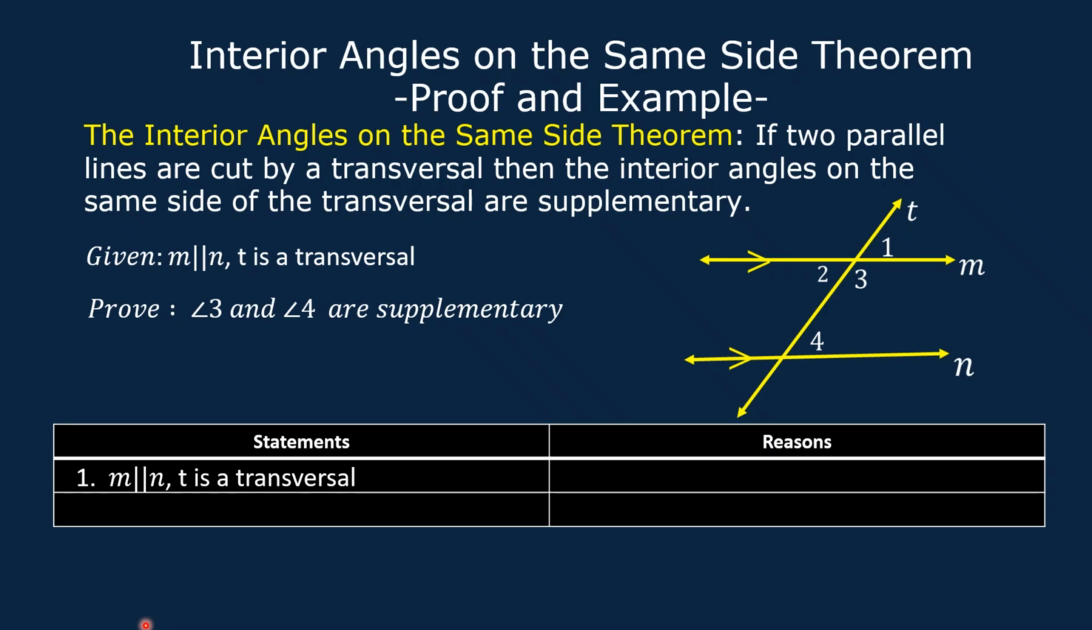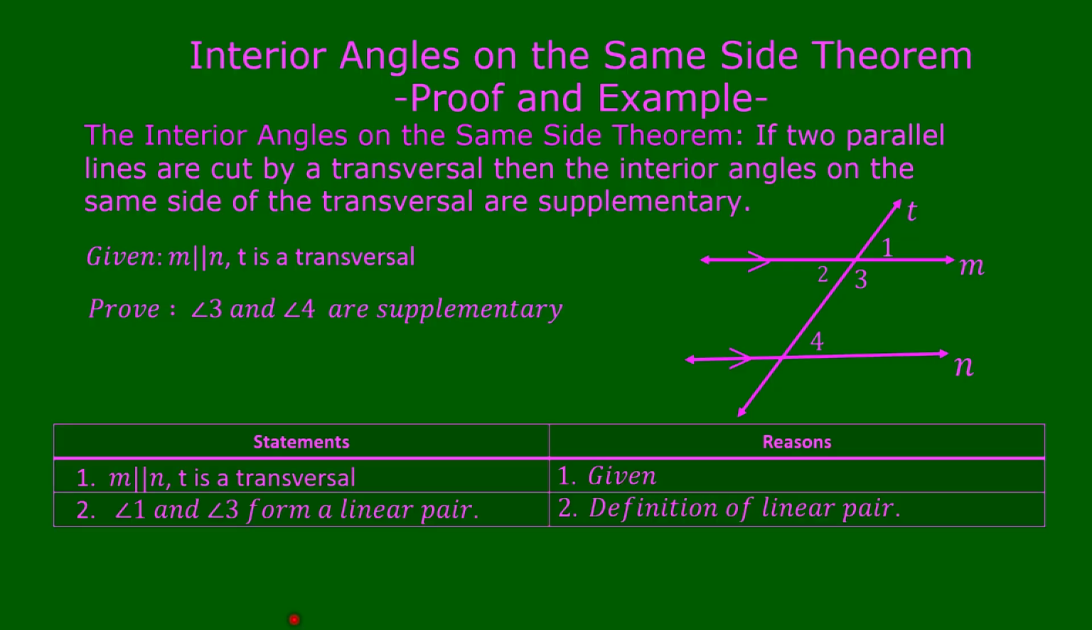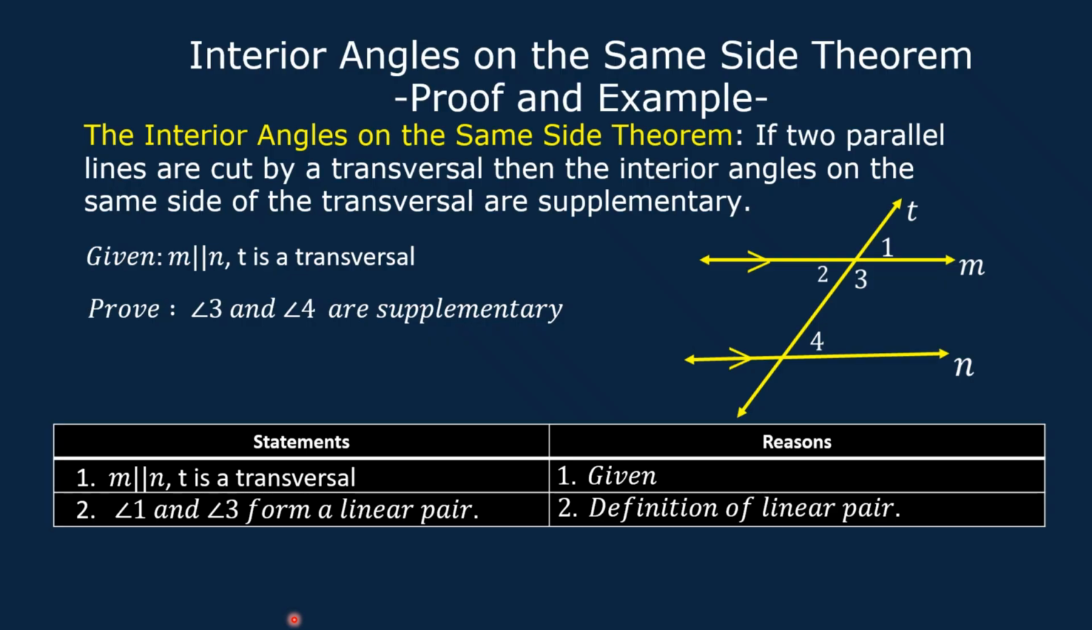For our first statement, line M is parallel to line N. T is a transversal. The reason is given. For statement number 2, angle 1 and angle 3 form a linear pair. This is angle 1 and this is angle 3. The reason, definition of a linear pair. They are adjacent and they have a common side.